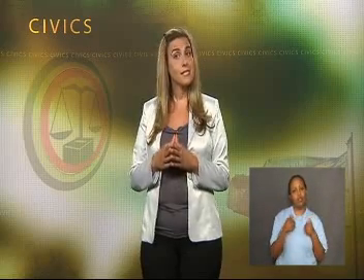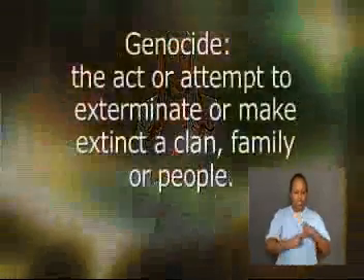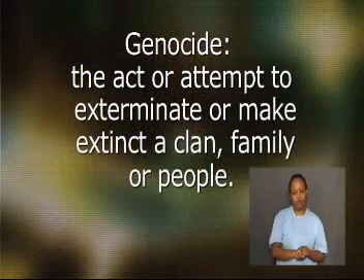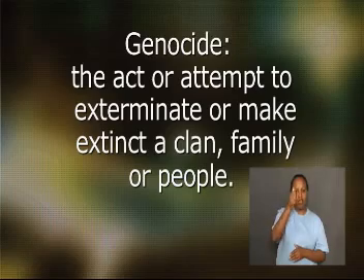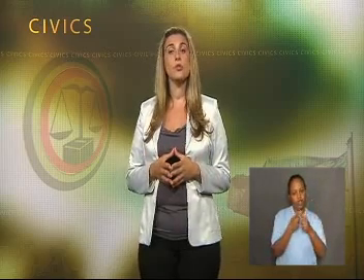There are different types of crimes. The first one that we will discuss today is genocide. Genocide is the act or attempt to exterminate or make extinct a clan, family, or people. The word genocide comes from two Greek words, one which means family and the other total extinction. Genocide is a crime committed with the intent of exterminating a group of people based on their specific characteristics or identities.